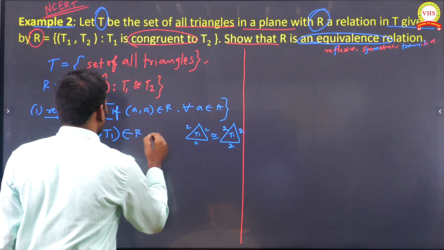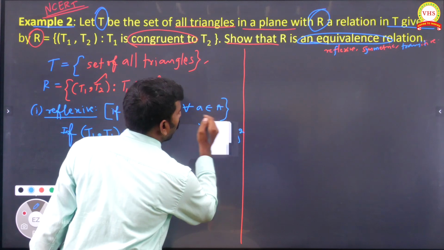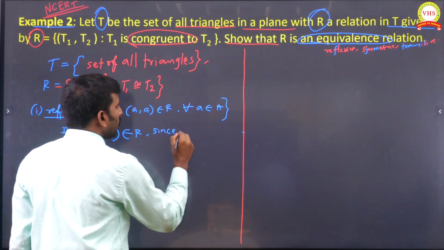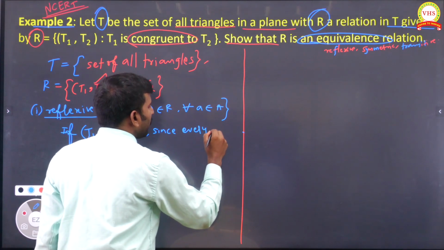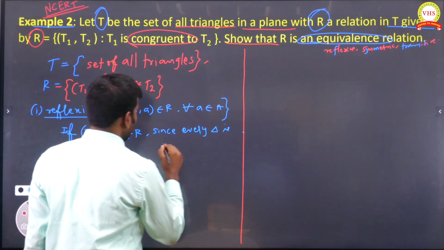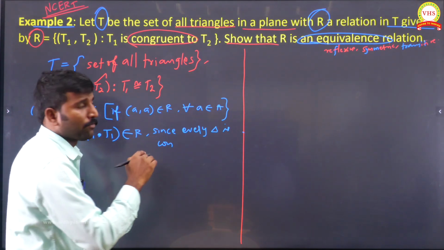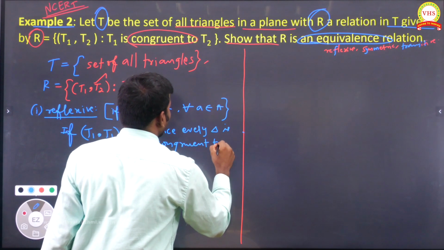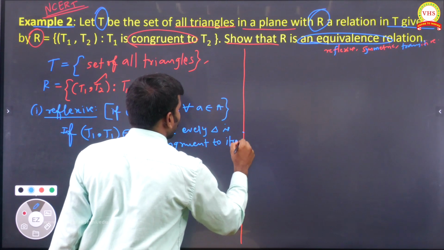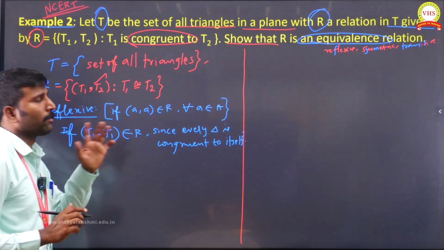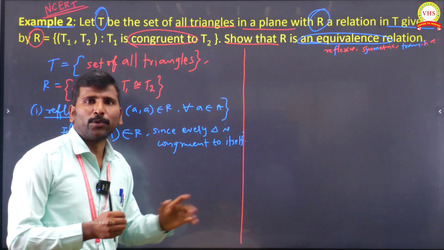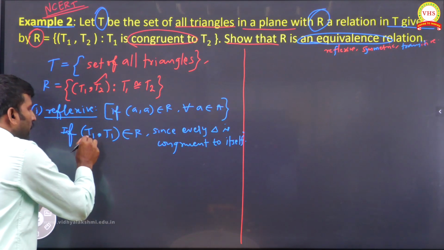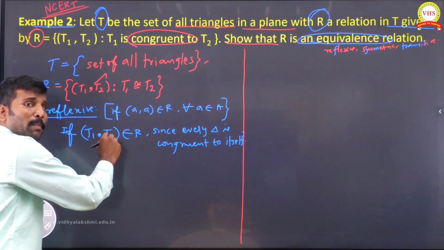Okay, children. So you want to write here: since every triangle is concurrent to itself. Concurrent to itself you can write. Have you understood? Since every triangle is concurrent to itself, we are telling T1, T1 belongs to R.